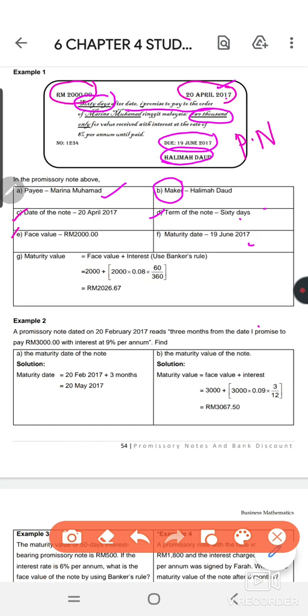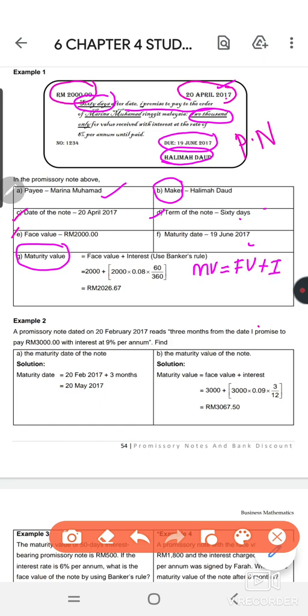Okay, so this one we want to calculate maturity value. Tadi tak ada kan maturity value. Okay, maturity value ni equals to face value plus interest. So kalau kita tengok maturity value equals to face value plus interest. Okay, dia lebih kurang kat sini.